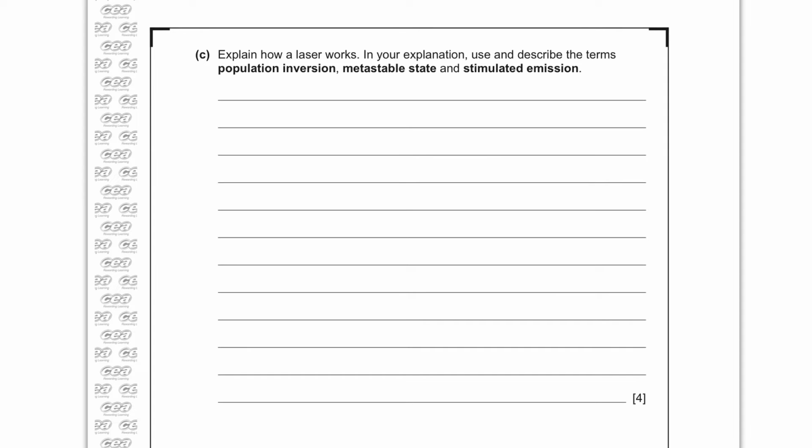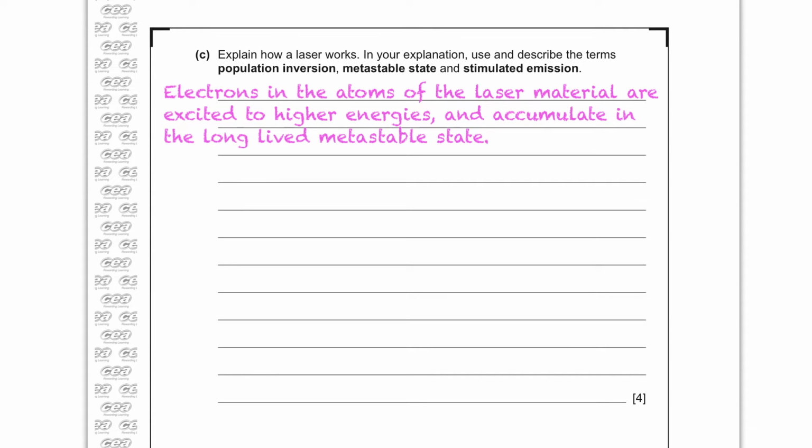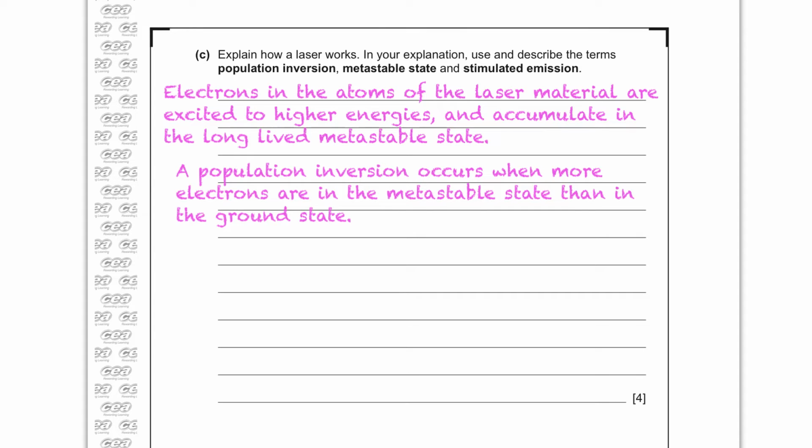Part C, explain how laser action works. In your explanation, use and describe the terms population inversion, metastable state, and stimulated emission. So we need to explain excitation, I suppose, first. So electrons in the atom of the laser material are excited to higher energies, and they accumulate then in the long-lived metastable state. We then need to explain population inversion, when we've got more in that state than in the ground state. So population inversion occurs when more electrons are in the metastable state than in the ground state.